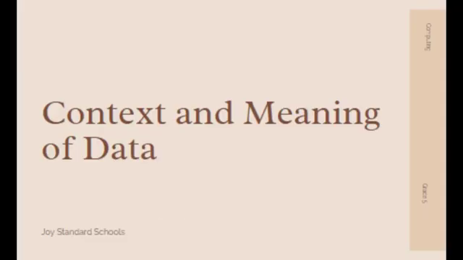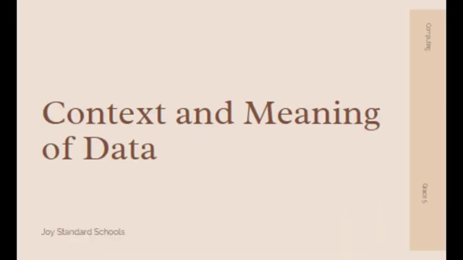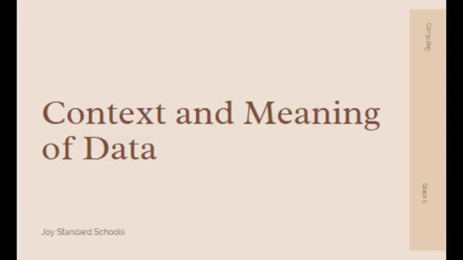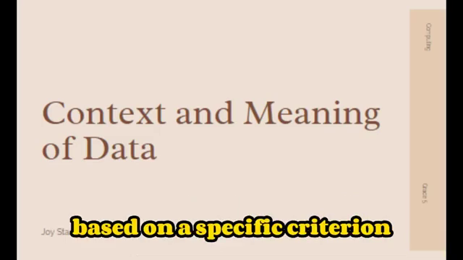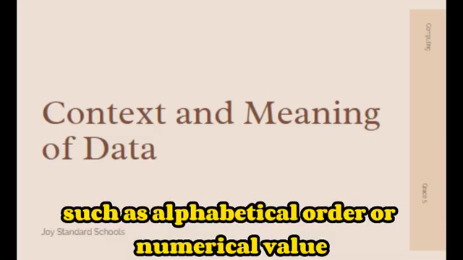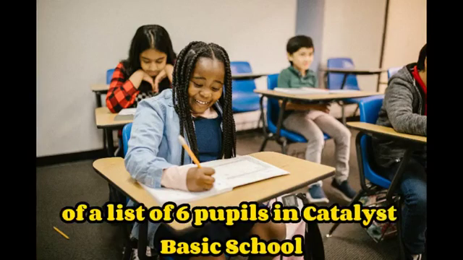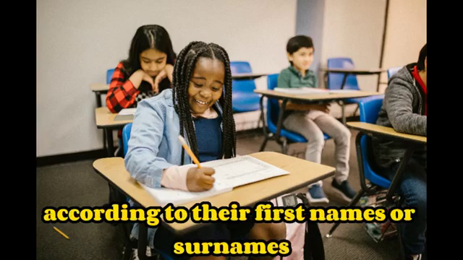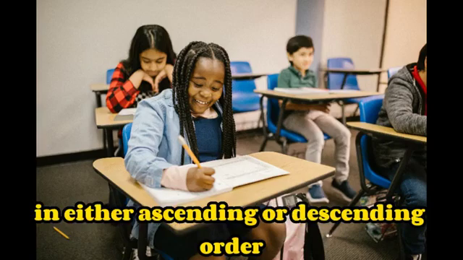Sorting data. Now that we understand the importance of context, let's move on to sorting data. Sorting data is the process of arranging data in a specific order. We can sort data in ascending or descending order based on a specific criterion, such as alphabetical order or numerical value. Let's take the example of a list of 6 pupils in Catalyst Basic School. To sort the data, we need to decide whether we will sort according to their first names or surnames alphabetically. We can sort the data in either ascending or descending order.